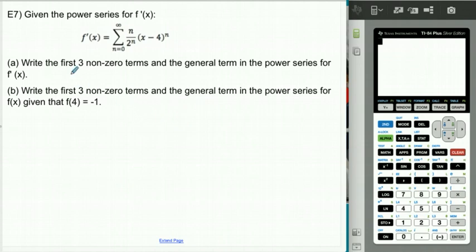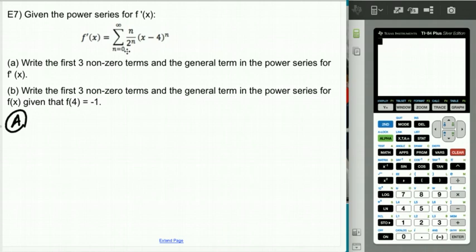So when we integrate a power series, we're going to write the first 3 non-zero terms for f prime of x, which is what we're given, and then we're going to try and write the first 3 non-zero terms and the general term in the power series for f of x, given that we know f of 4 is negative 1. All right, so let's start with a.